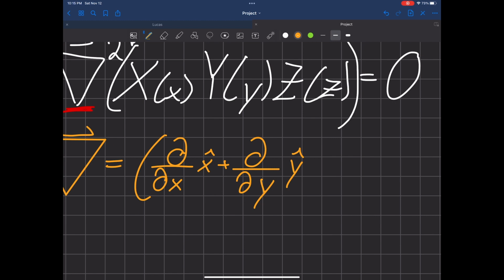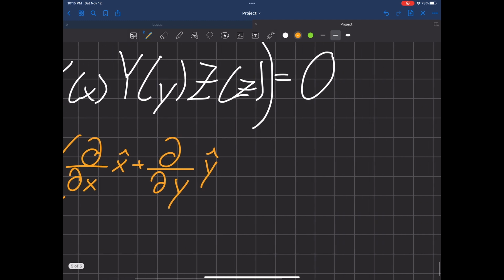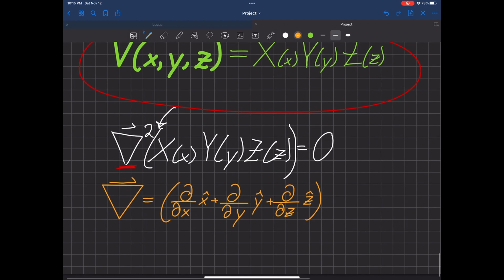So we have the partial with respect to y, in the y hat direction, plus the partial with respect to z, in the z hat direction. Okay, so this is nabla, right? But what about nabla squared?